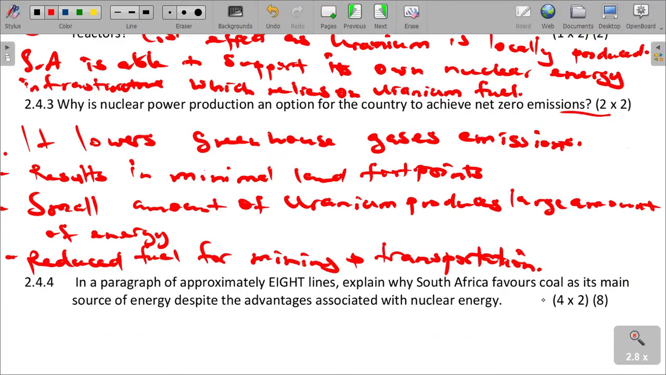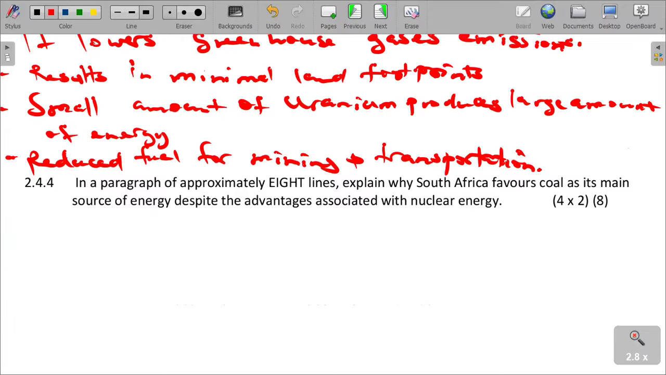So we can achieve net zero emissions because greenhouse gas emissions are reduced, and land footprint, in terms of the destruction of land, is also reduced, which is also a good advantage in terms of vegetation conservation. A small amount of uranium can produce a large amount of energy, and it reduces the fuel for mining and transportation.